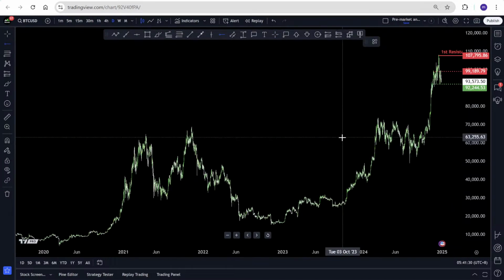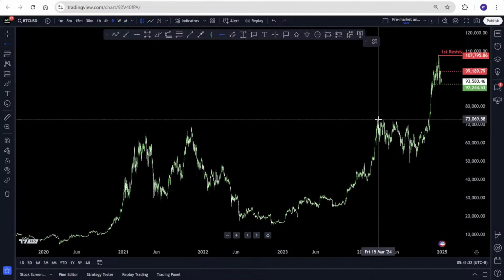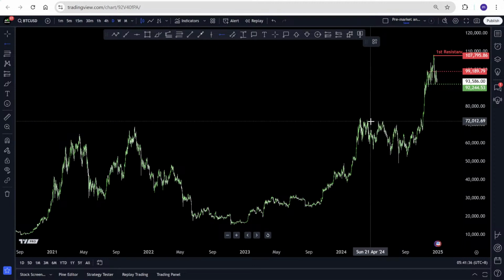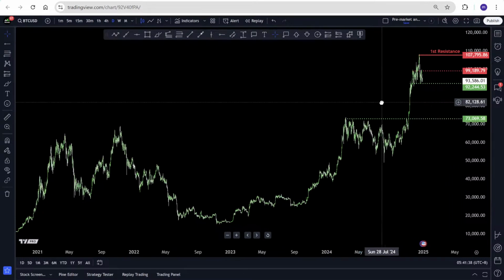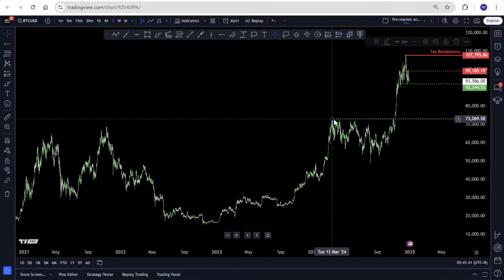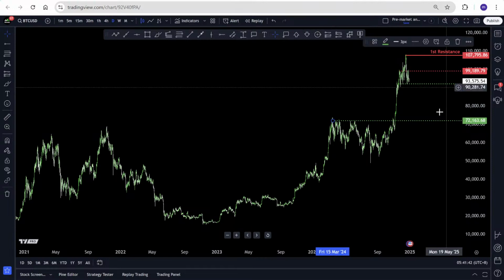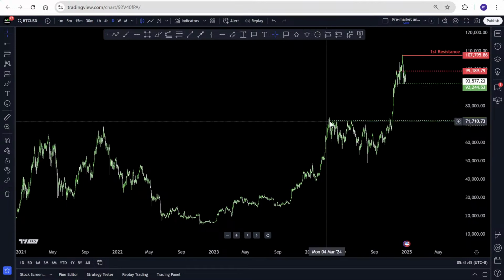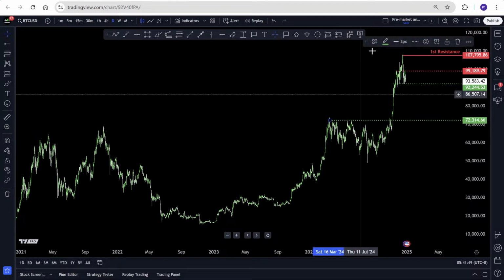So the intermediate levels, just to clarify, are not your take profit or stop loss levels. They can be entry levels though, so it's entirely up to you. Okay, so my first support, I'll place it here.